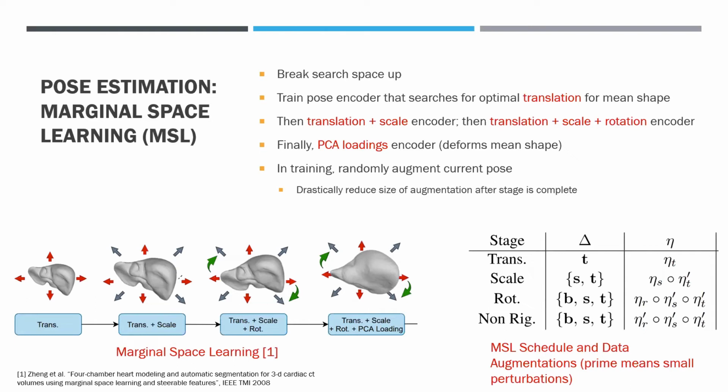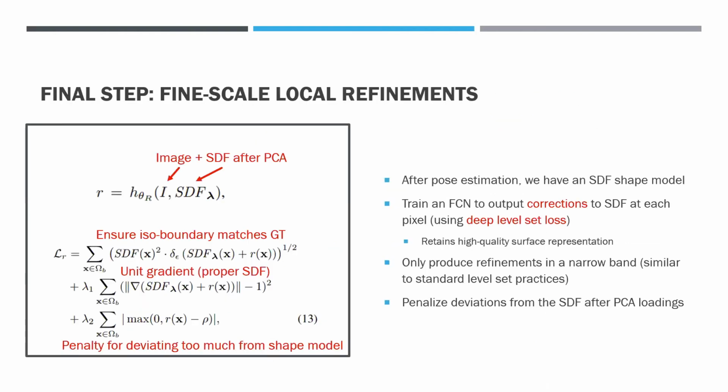So there is some complexity involved here, but without it, we weren't actually able to get anything to converge beyond translation. So these concepts of breaking the search space down are indeed really important for getting this to work. Okay, so that was pose estimation.